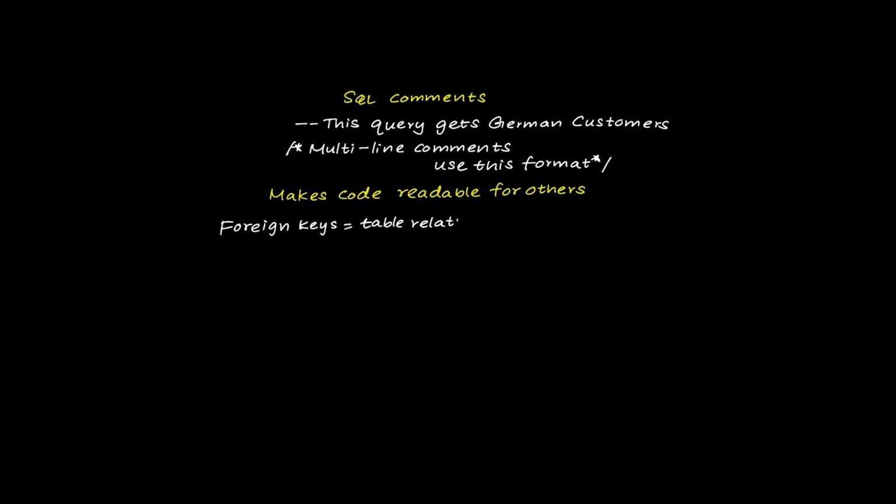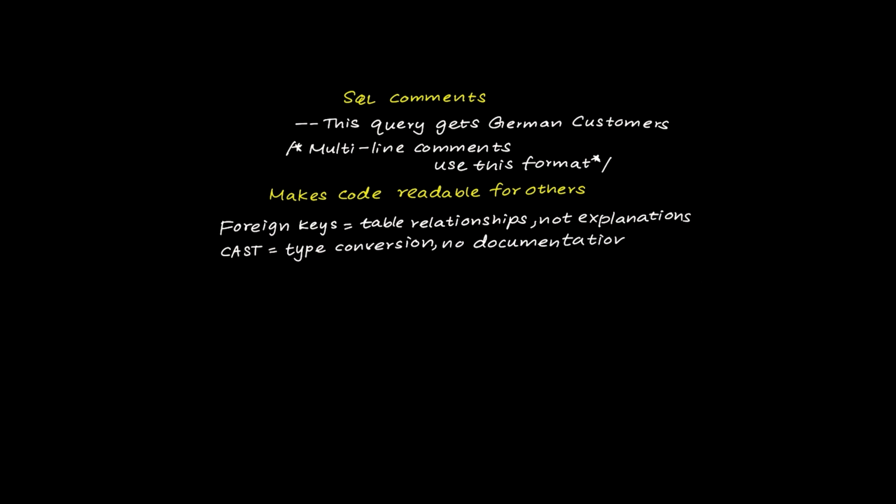Foreign keys create relationships between tables. They're structural database elements. They don't explain anything about query logic. Cast functions convert data types. Adding type conversions doesn't help anyone understand why the query exists. Concat joins text strings. That's a data manipulation function with zero documentation value.